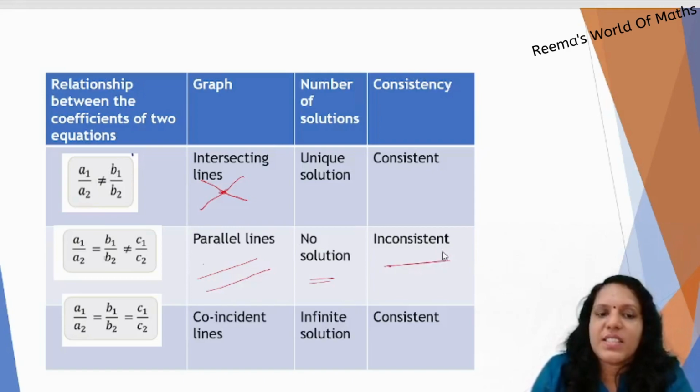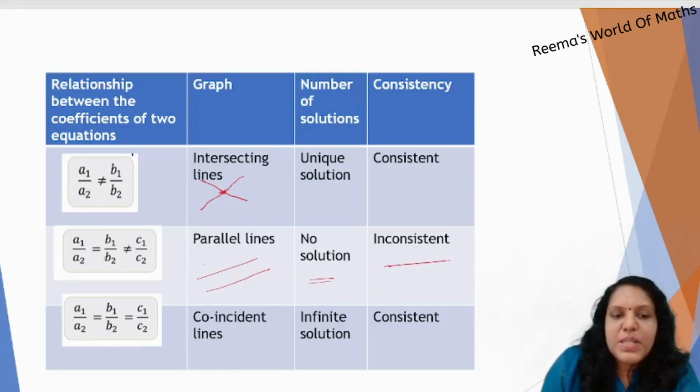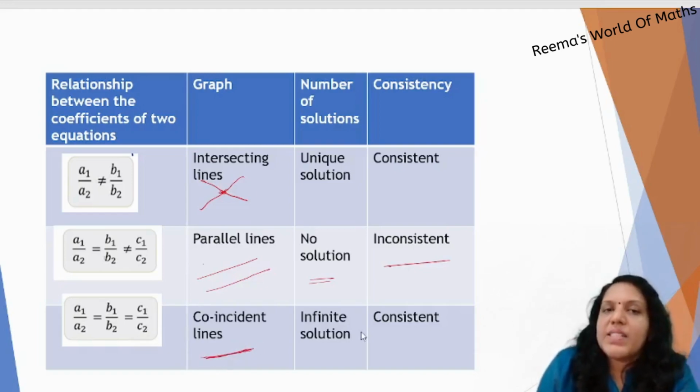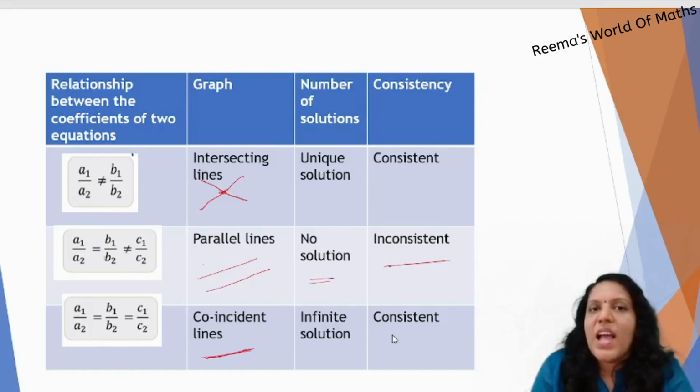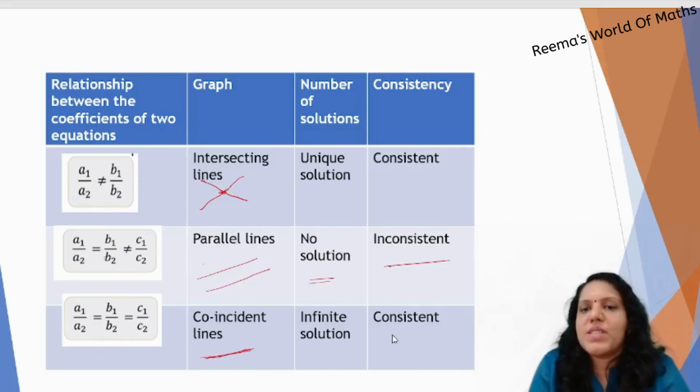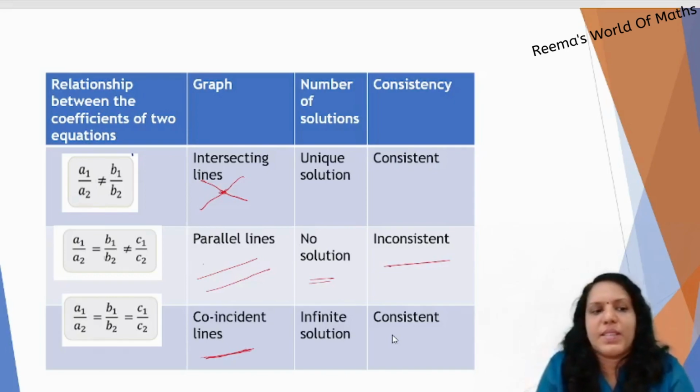The third relationship is A1 by A2 is equal to B1 by B2 is equal to C1 by C2. So it forms coincident lines. It will form like this and it has infinite solutions. So it can have many solutions and it is consistent as well. So these are the three relationships between the coefficients of two equations, and how the graph looks, the number of solutions, and the type of consistency.